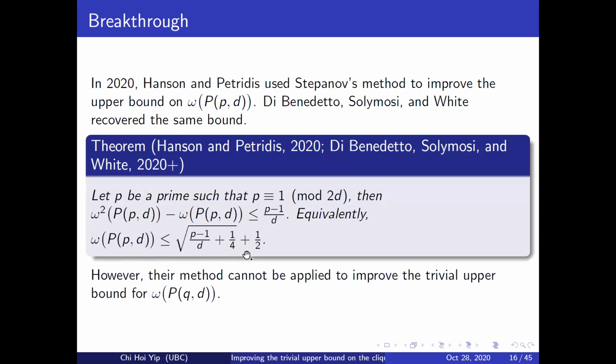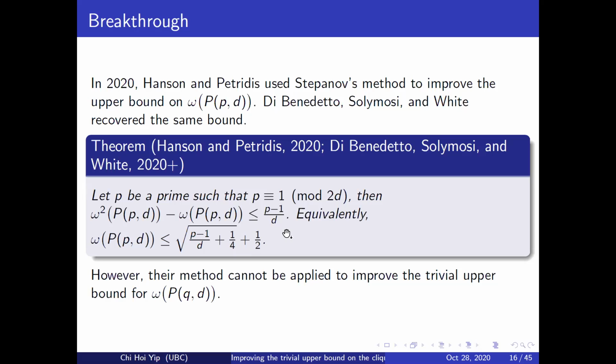Recall that the trivial upper bound is root p, but they are able to show that the upper bound can be bounded by root p over d plus a small constant. And they use some kind of polynomial method. Later this year, Di Benedetto, Solymosi, and White recovered the same bound using a different idea, which we will talk about later. Solymosi is my advisor, and these are two PhD students of his, who are also my friends.